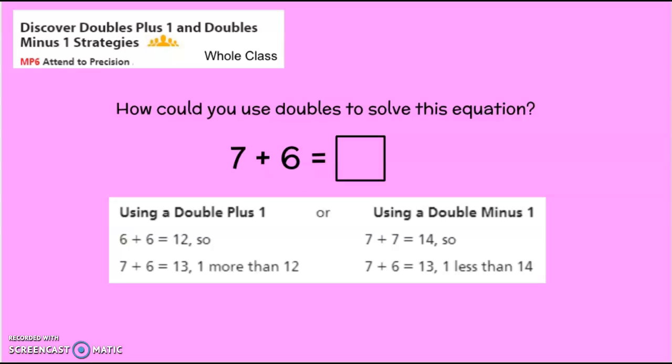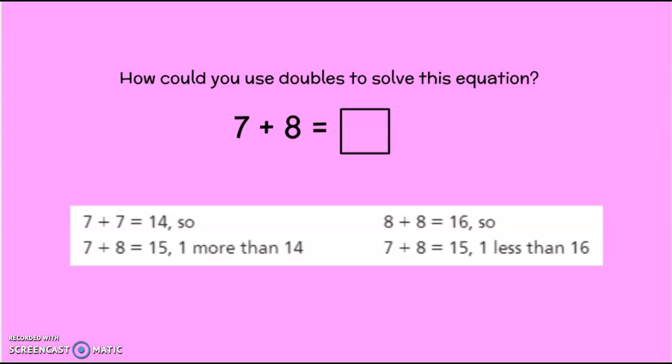Or I could think of it kind of backwards, using a double minus 1. I can think, I know really well 7 plus 7 is 14. So if I think of 7 plus 6, it must be 13, which is 1 less than 14. So just, if you need to hear that again, just rewind, just start that over and think about that.